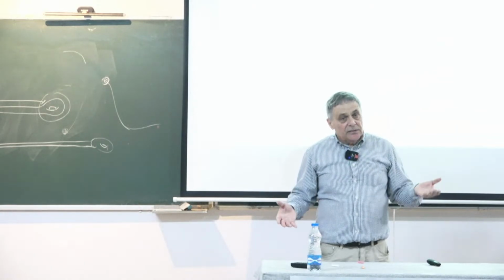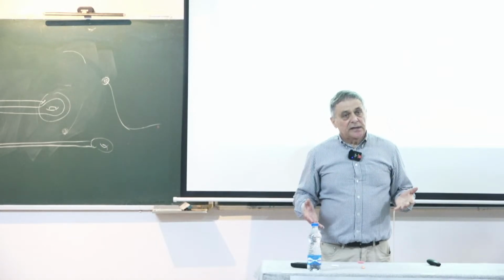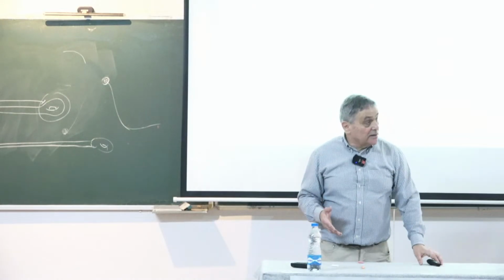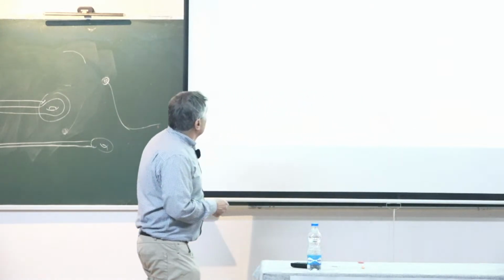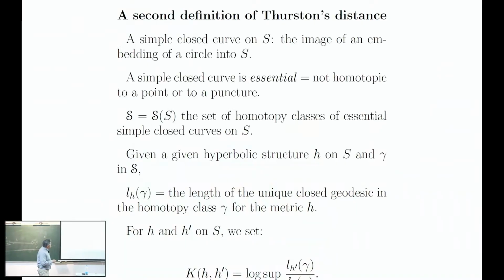And it turns out, and this is one of Thurston's theorems, that you define a distance here, and the two distances are exactly the same. And this is the second definition here, which I will take. Okay, so we already talked about simple closed curves. We say that it's the image of an embedding of a circle into the surface. This is a simple closed curve.